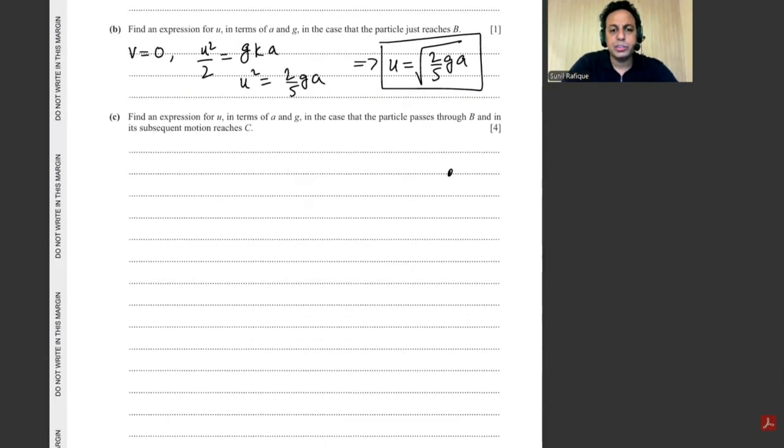So this is point B, and the particle reaches point C in the subsequent motion. So from here, let's just say it leaves with a velocity of v, goes all the way like this. Okay? So we need the expression for u, right? And for that, obviously, but first we need a method to get v. So what do we do now?